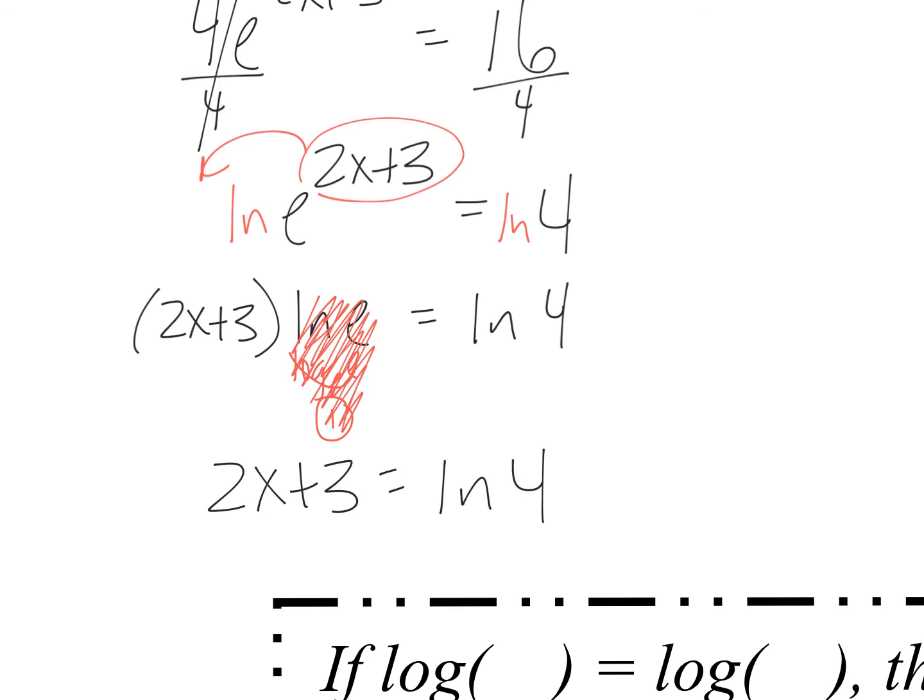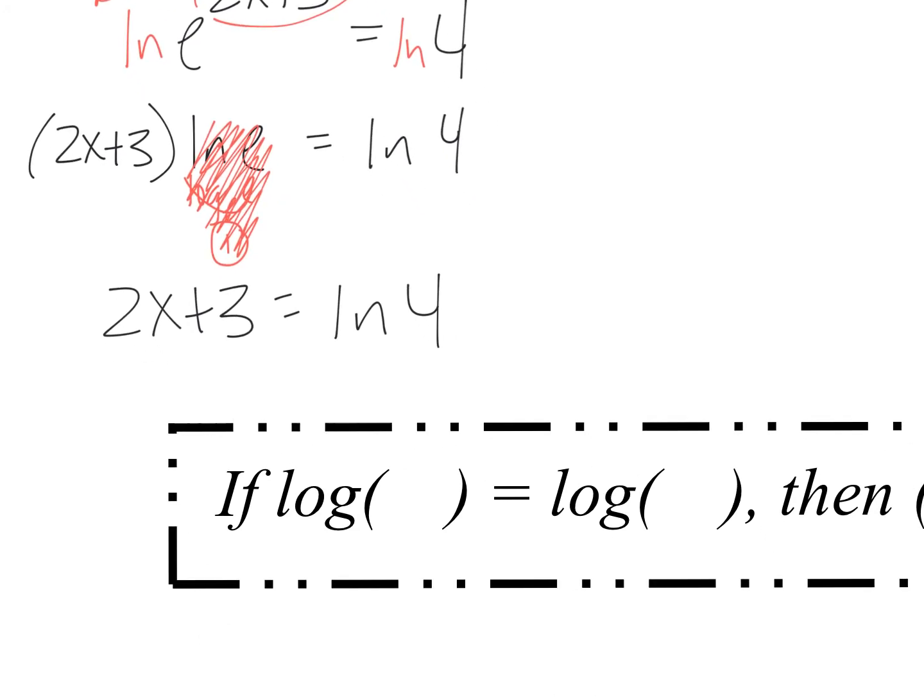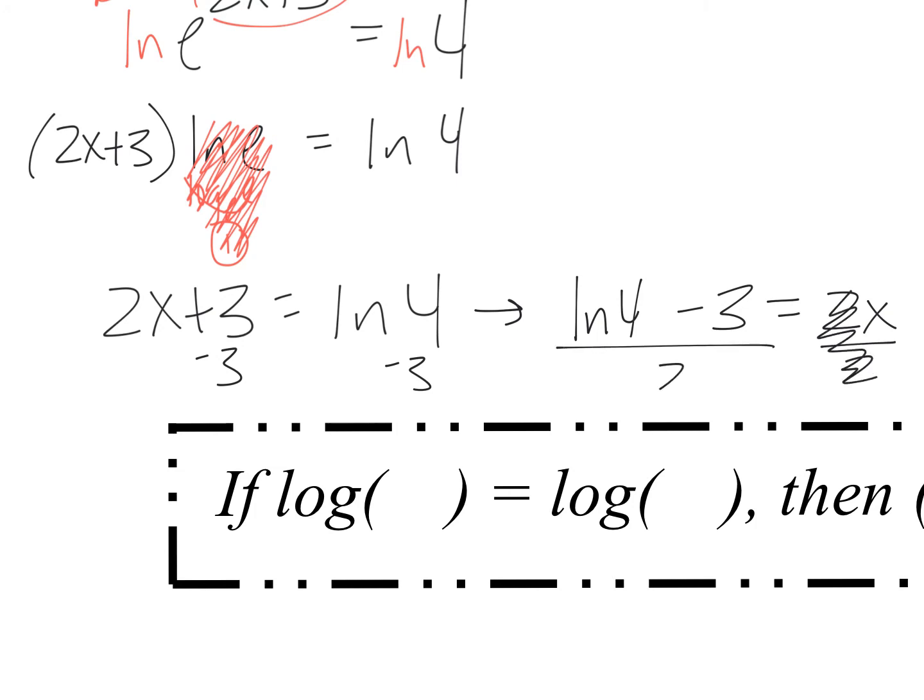Now I just have to solve for x. So I'm just going to leave my answer as exact as possible. I'm going to start by subtracting 3. So this is ln 4 minus 3 equals 2x. And then divide both sides by 2. Divide by 2. This is my exact answer.